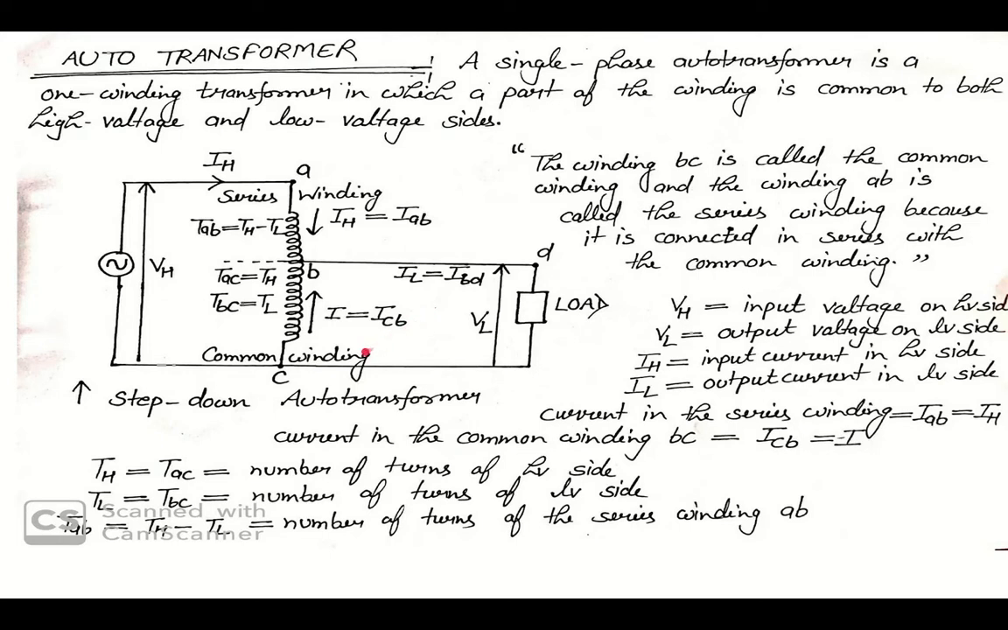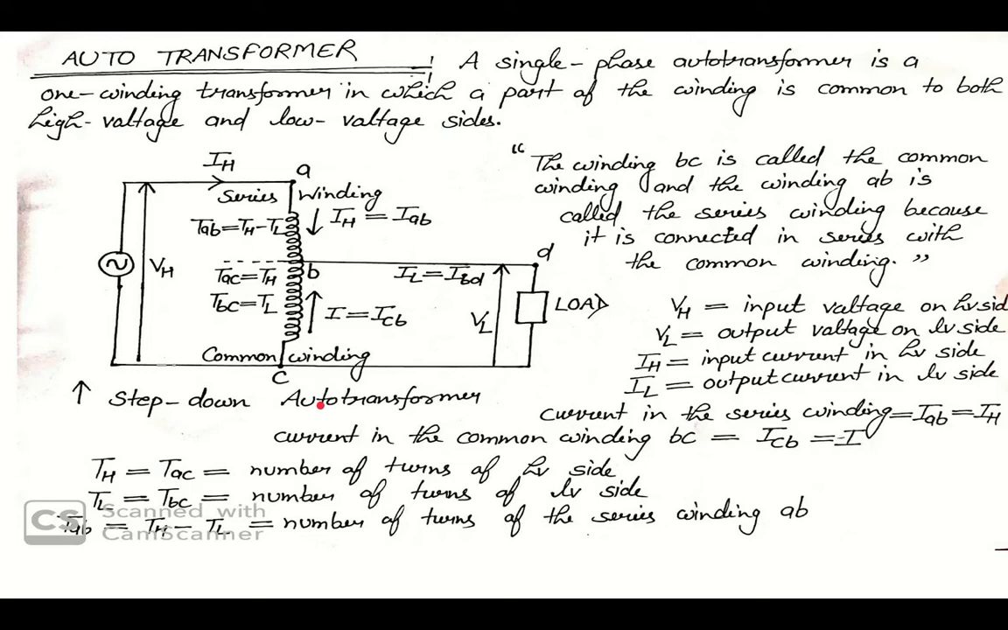Here we consider a single winding A, B, C. You can see here the terminals A and C are the high voltage terminals and the low voltage terminals are B and C, where B is a suitable tapping point.